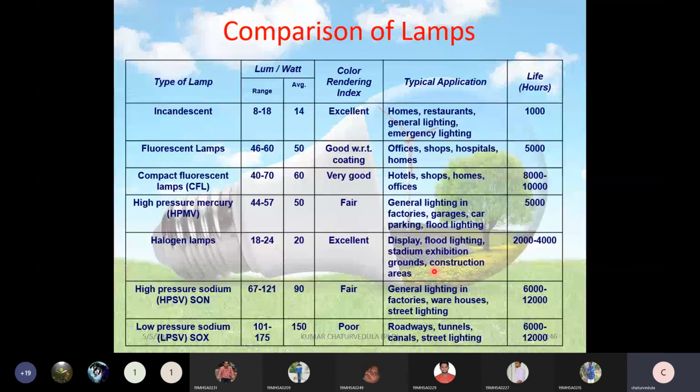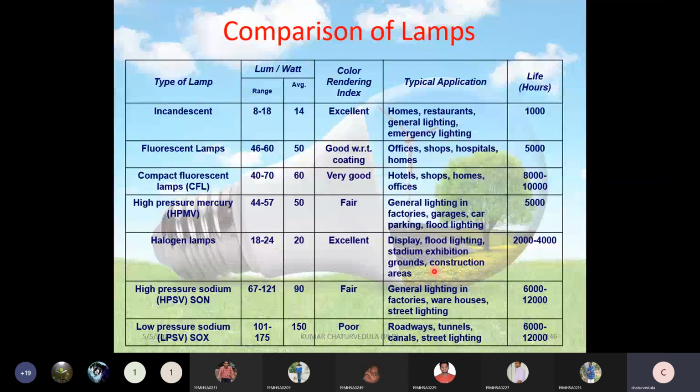Next, coming to the fluorescent lamps. These fluorescent lamps were in the range of 46 to 60 lumen per watt, and the average is 50. The color index of fluorescent lamps was very good with respect to the coating, that means fluorescent coating, mercury coating, like that. The typical application of these fluorescent lamps was especially in offices, shops, hospitals, etc. Their average life was 5000 hours.